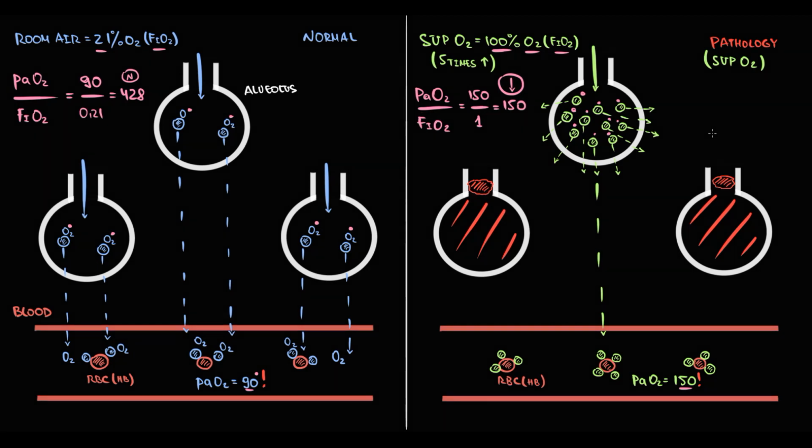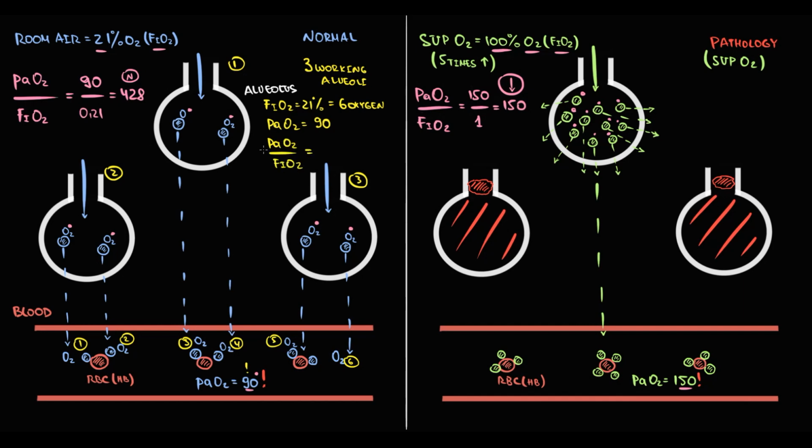So to summarize, in normal condition, we have 3 working alveoli and 21% of oxygen in the air. Let's say it's 6 oxygen molecules. When they diffuse into the blood, they create a partial pressure of oxygen 90, and this gives us the ratio of 128. In case of pathology with supplemental oxygen, we have 1 working alveoli and 100% of oxygen in the air. This creates a partial pressure of oxygen 150, which is even higher than normal.